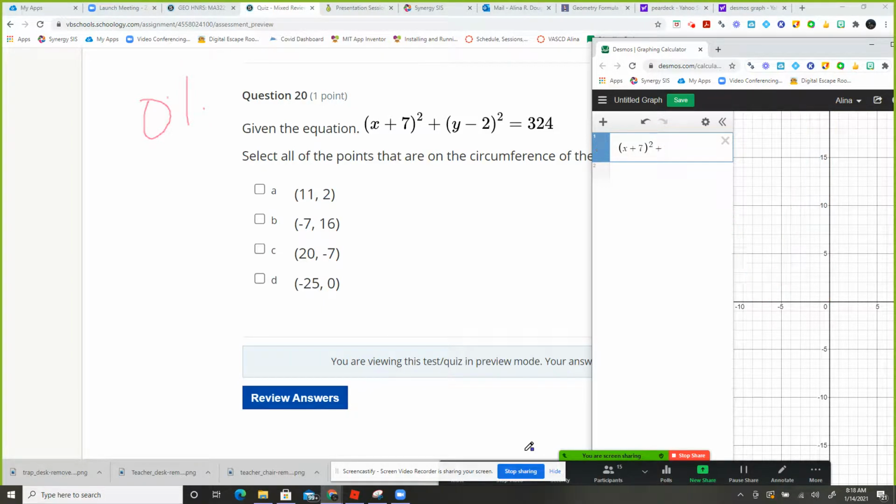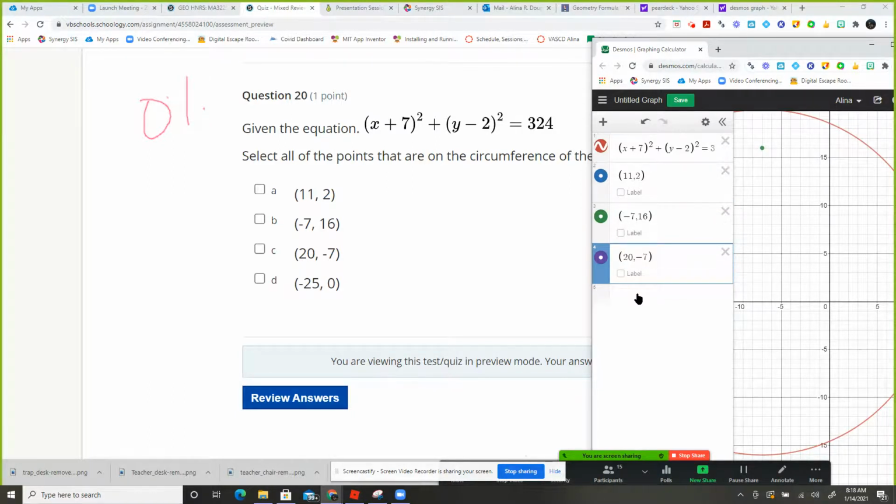And plus (y - 2)² = 324. And then I'm going to put in all of my answer choices: (11, 2), (-7, 16), (20, -7). Let Desmos do the heavy lifting for you, right?